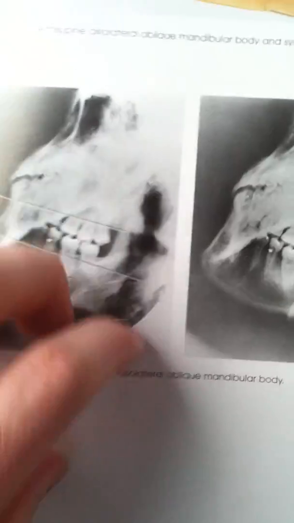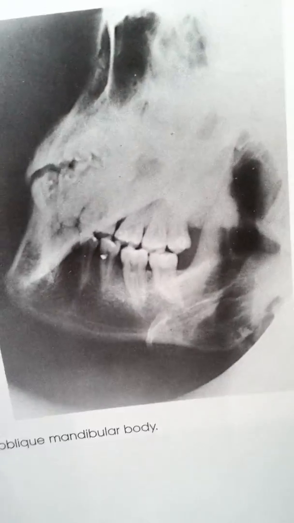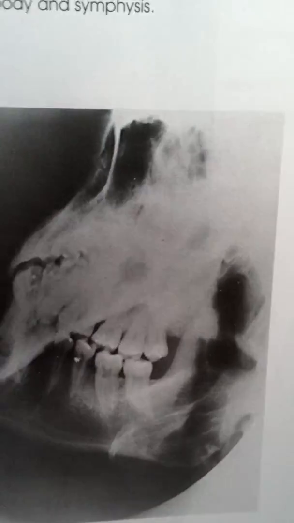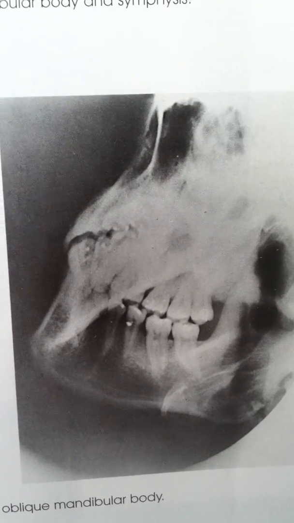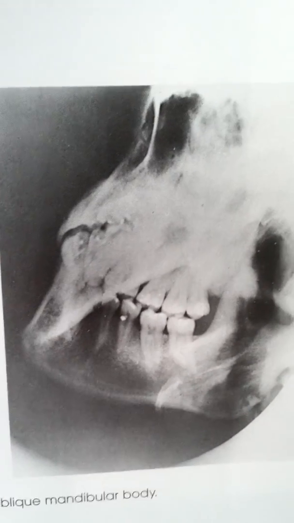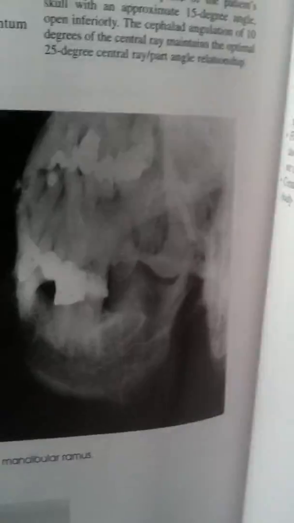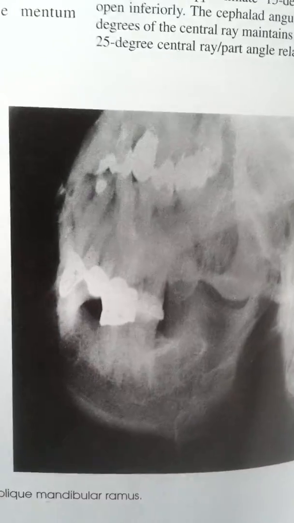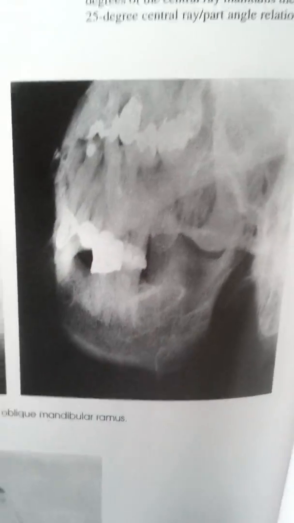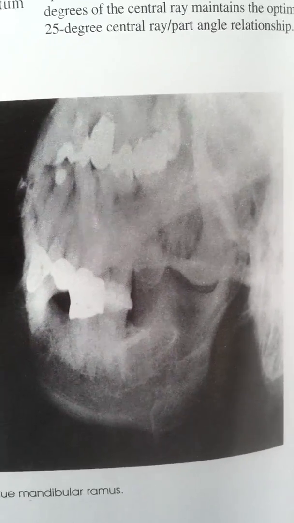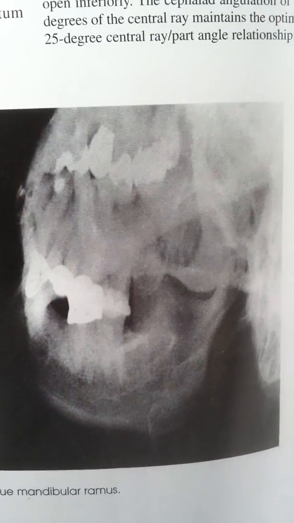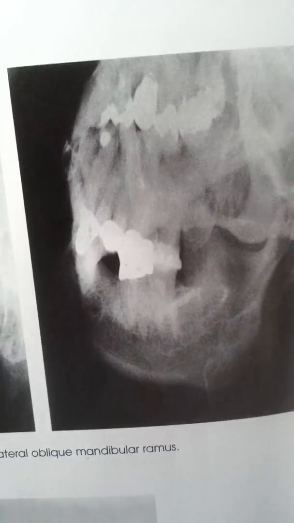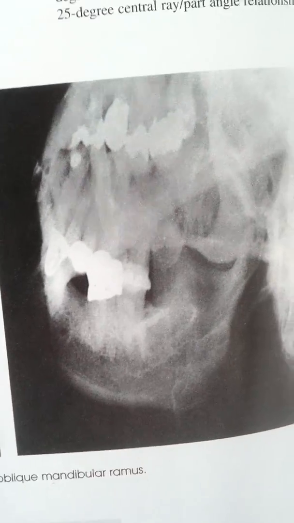And then the next shot I did was the axiolateral obliques, and this one right here is the 30-degree oblique, and it demonstrates the body of the mandible, as you can see. And I also did a perpendicular shot which would show the mandibular ramus, as you can see right there. And that was it for the mandible.